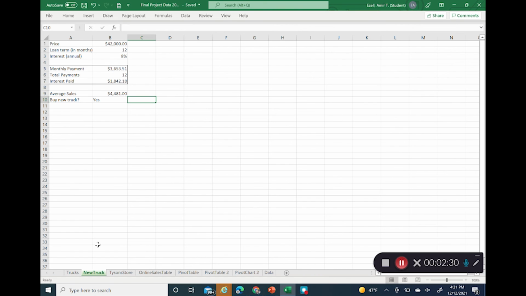So this will make a lot of sense to get a new truck because it will increase our profits more and more. And if we get 2 trucks, it will even increase our profits even more. So we have a lot to gain with purchasing a new truck.